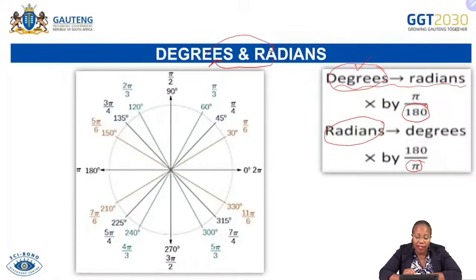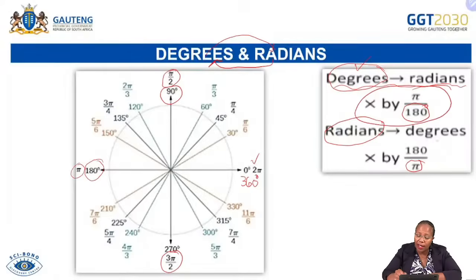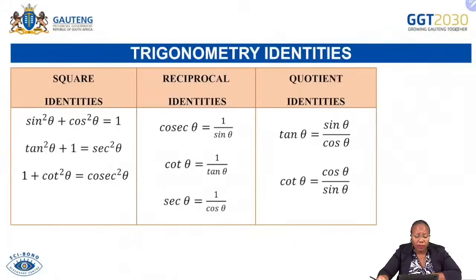And then this is the circle that can assist you. We will be mostly referring to 2 pi radians. You must know it is the same as 360 degrees. And the 180 degrees is the same as pi radians. And the basic ones, 90 is pi over 2. And the 270 is 3 pi over 2 radians. And then others you will be able to calculate using this guide that I've just given you on the right-hand side table there.